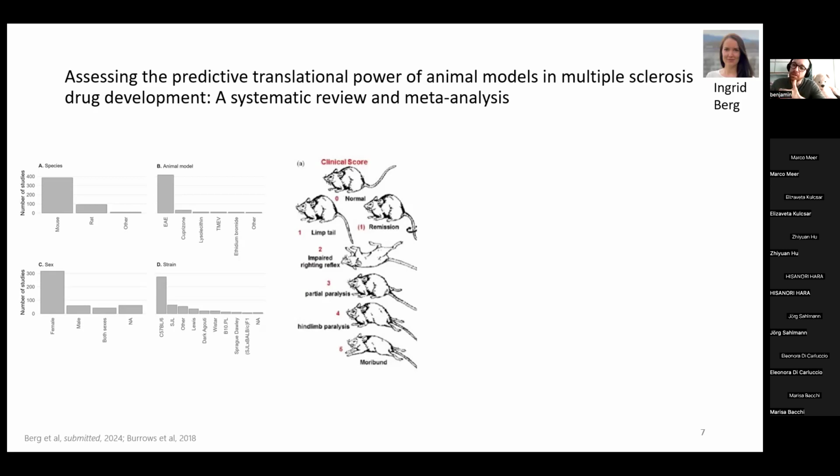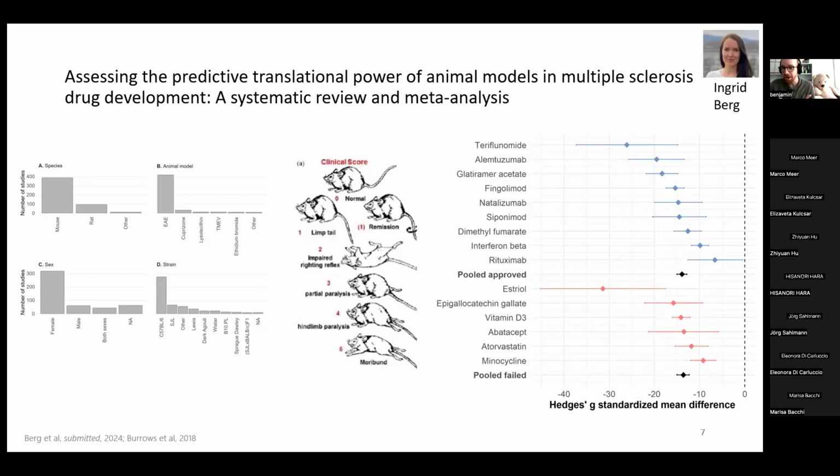So the drug used to treat these mice would lead to a better recovery of the mice, maybe from 4 to 0, or from 3 to 0, and the drugs which failed later would show smaller effect sizes. However, this was not what we saw when we looked at these effect sizes.